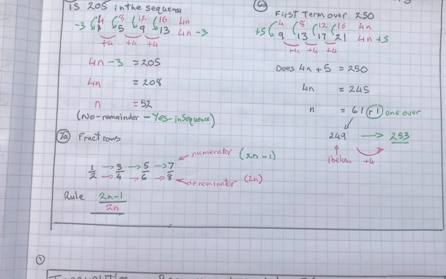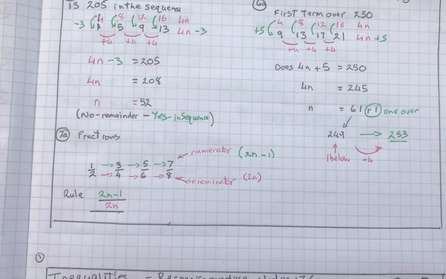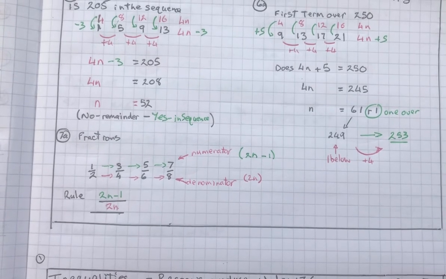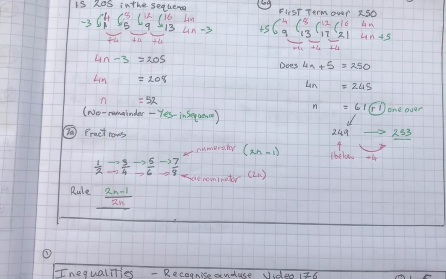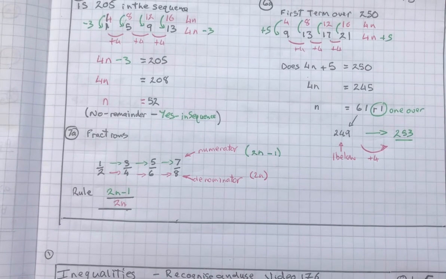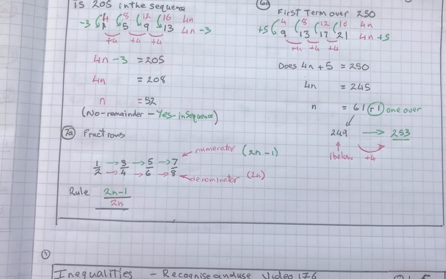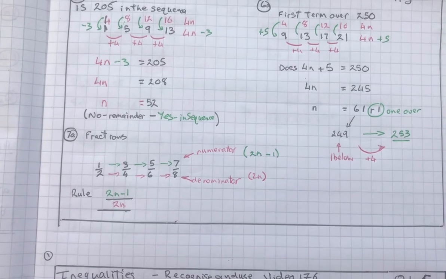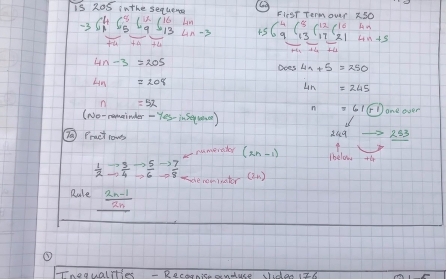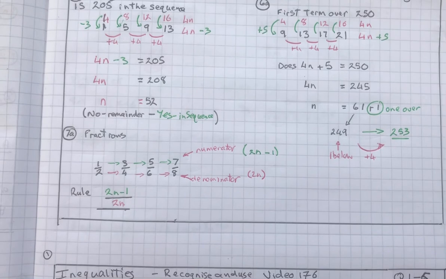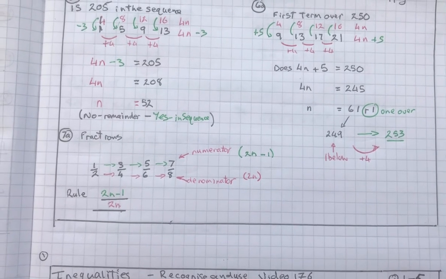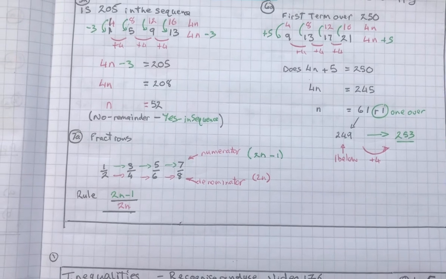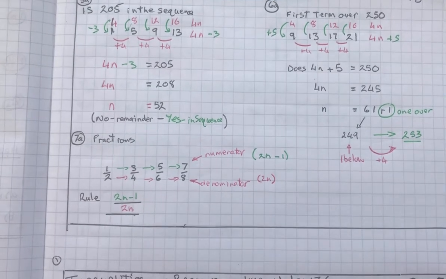Now I'm going to find, does 4n plus 5 equal 250? I end up with n is 61, remainder 1. So the 61st term in the sequence will be 1 less than 250, 249. We were asked to find the first term over, so if I add 4 to that, I find 253 will be the first term bigger than 250.